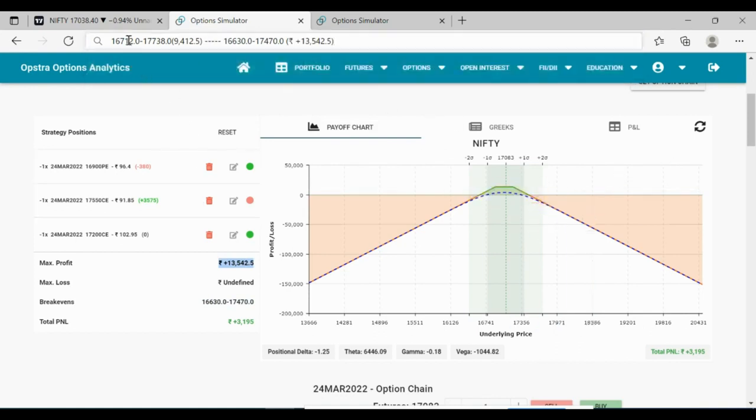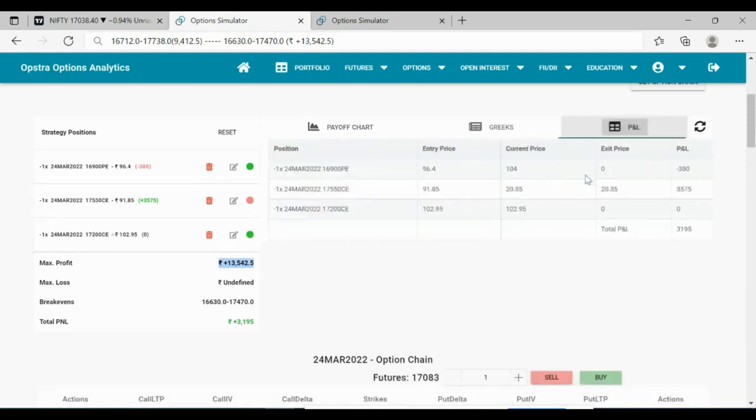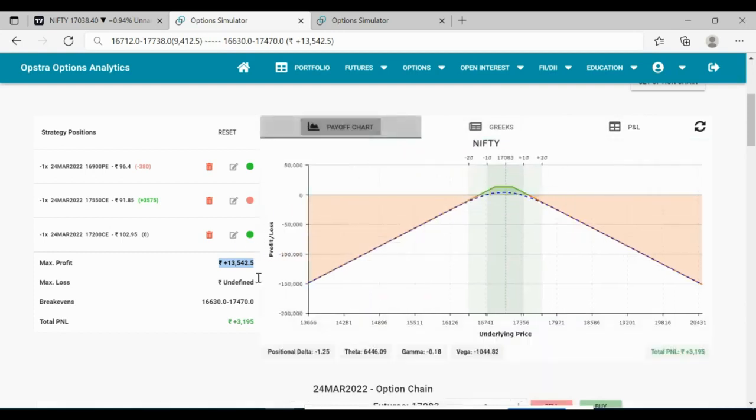If you look at the original range compared to this range, the moment we have done the adjustment by squaring off the call and selling a new call close to the premium of the put, look at the break even. Don't you think the range has decreased? Though the profit has increased from 9,000 to 13,000, we are compromising on the range, and the strength of the triangle is the range. As and when we do the adjustments, we decrease the range while increasing the profit.